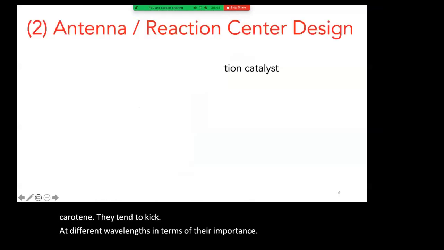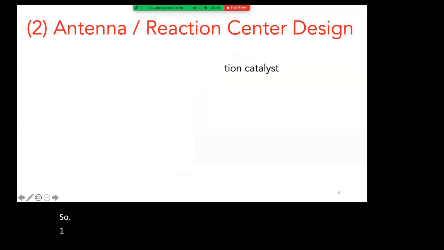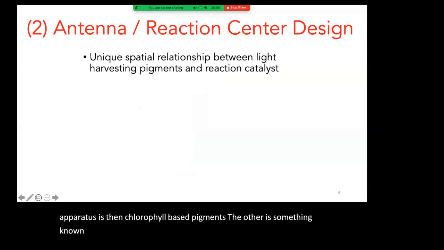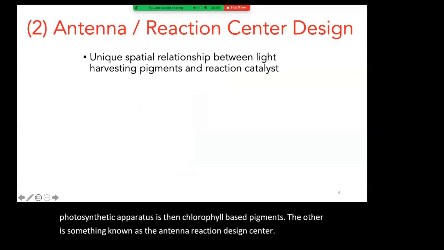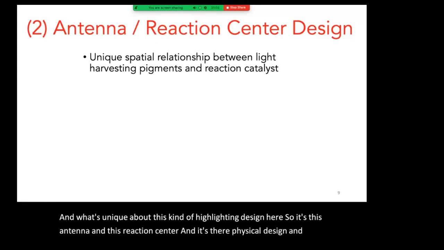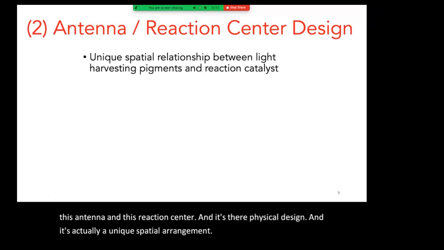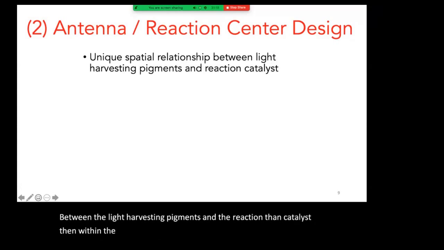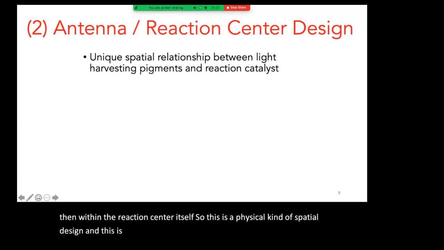So one universal aspect of the structure of the photosynthetic apparatus is chlorophyll-based pigments. The other is something known as the antenna reaction center design. And what's unique about this, I'm highlighting design here, is that it's the antenna and the reaction center, and it's their physical design. It's actually a unique spatial arrangement between the light harvesting pigments and the reaction catalyst within the reaction center itself. So this is a physical, spatial design. And this is going to make a little bit more sense as I move on here.